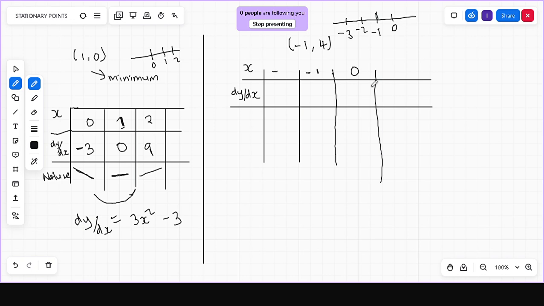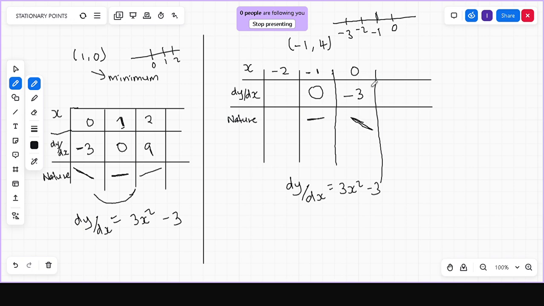Then we have -2. Again, we come and substitute in the gradient function, which is dy dx equal to 3x squared minus 3. Let's start with this one. At x equal to -1, the gradient function becomes 0. So the nature of the curve here flattens. Now, where x is equal to 0, we substitute in the dy dx, so this one becomes -3. The nature of the curve is this way.